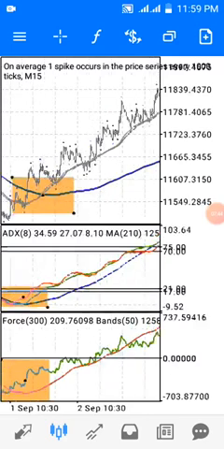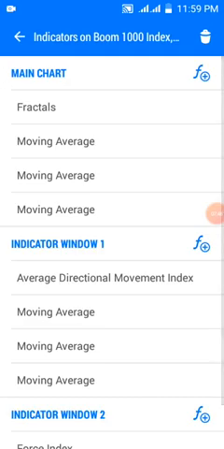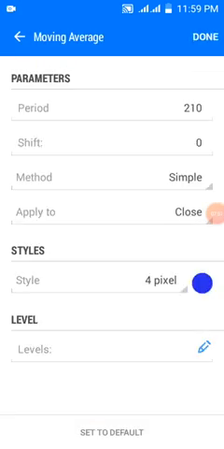Let's recap on the settings again. For the settings, on the main chart, fractals, I have moving average 210 simple. The color is blue, applied to close. I have another moving average 45 period. Method is simple. The color is gray. Then another moving average 41 simple, color is gray.